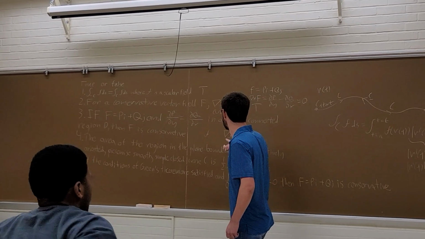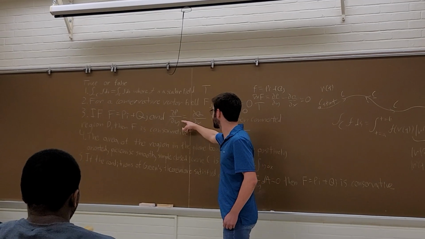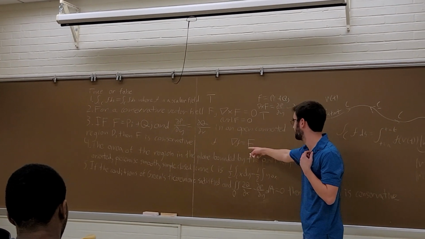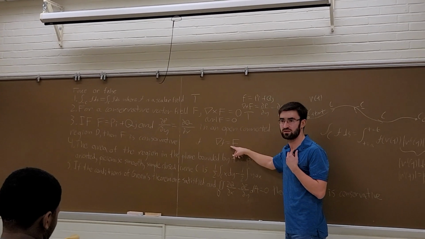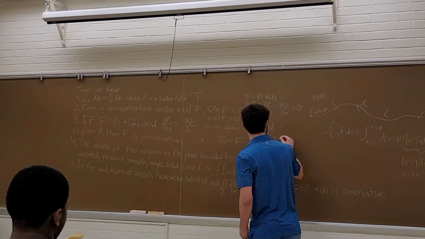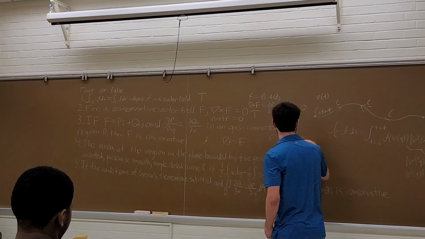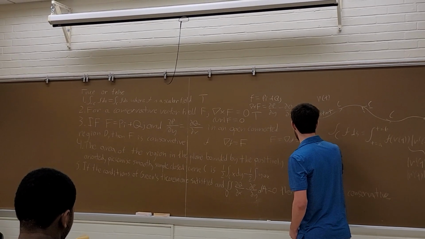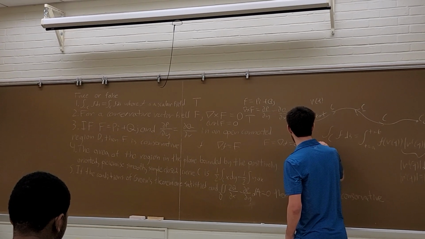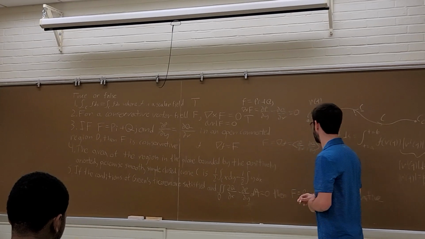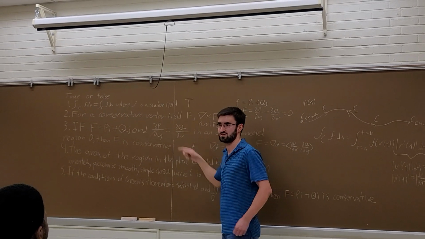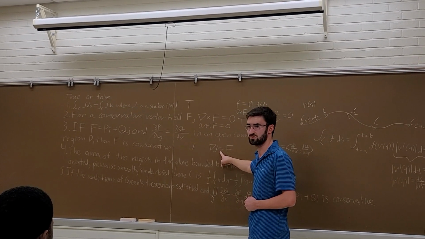Yeah, it's tricky. So this is a necessary condition. Let's suppose that it is conservative, which is true only if you have this here. You have to have this. And if you do have that, you then have F equal to the gradient of f, so the gradient of f would be dP over dx, dQ over dy. But anyway, that's a necessary condition, but not a sufficient condition. You need to have this for it to be conservative.